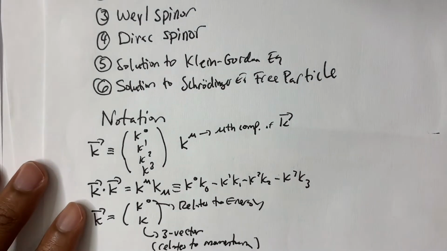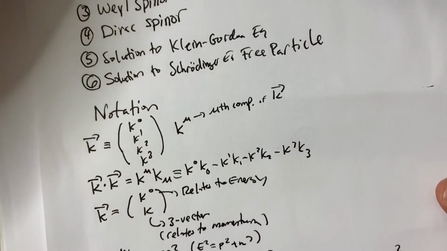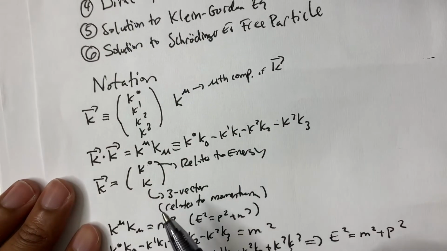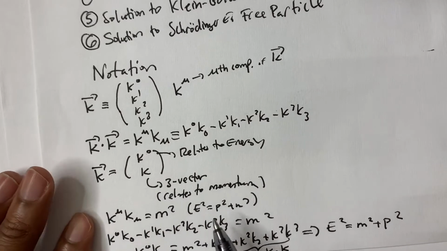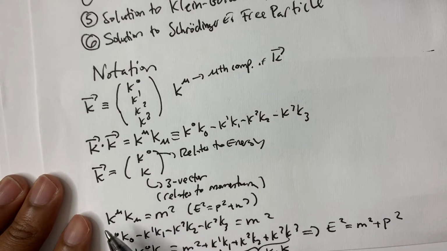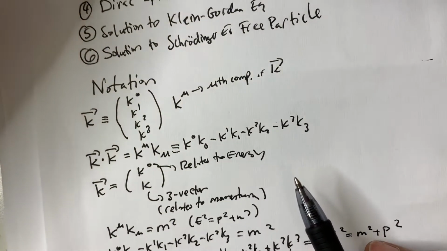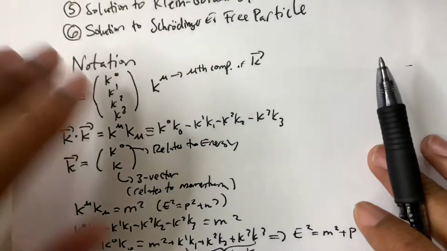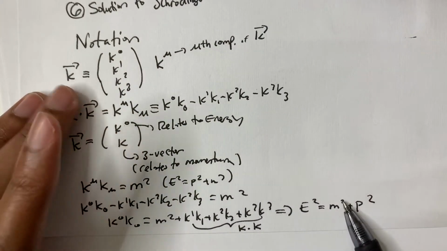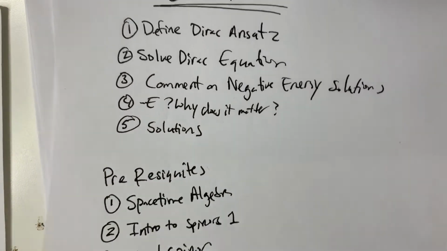And then probably one of the most important things here, we have the Einstein energy-momentum relation at the bottom here. This is just the relation in disguise, k_μ k^μ equals m squared. And you can see a justification for that right over here. So with all that stated, let's solve the Dirac equation.